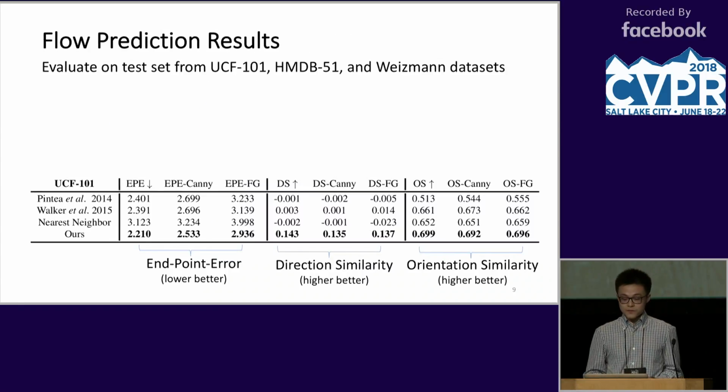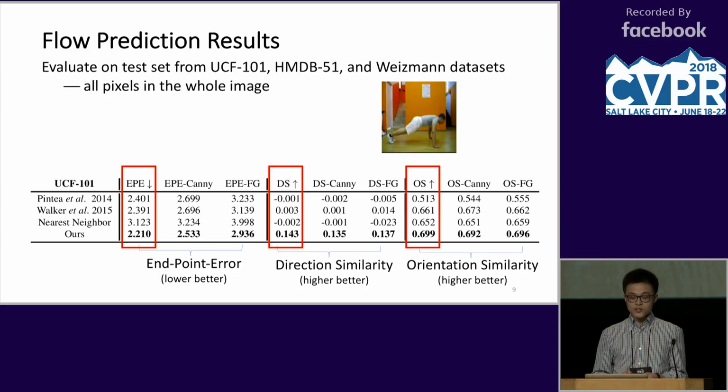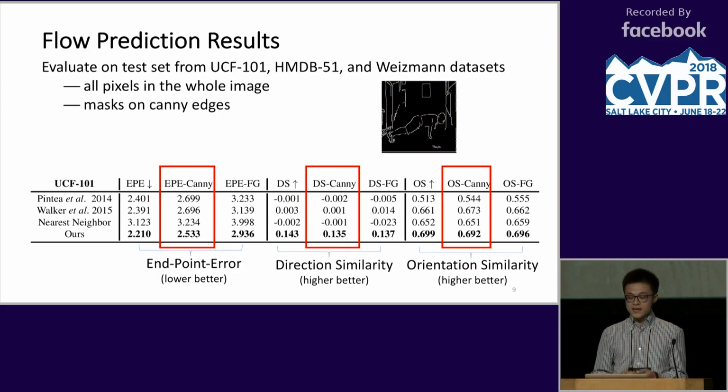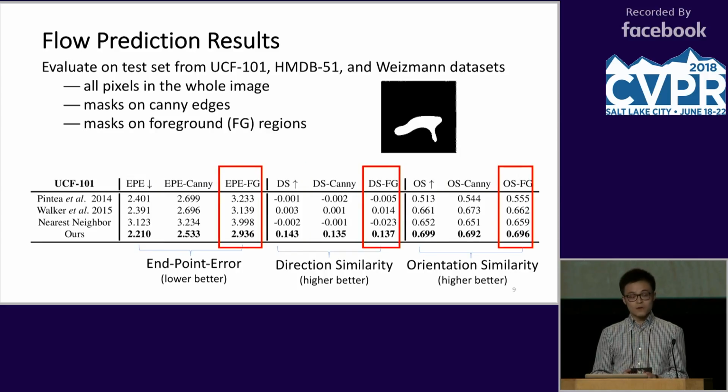Let's now see some results. We first directly evaluate on flow prediction. We evaluate on the test sets from the UCF101 dataset, HMDB51, and the Wiseman datasets, and the table shows results from the UCF101 dataset. We compare the rhythm matrix adopted from prior work, the endpoint error, direction similarity, and orientation similarity. We evaluate over all pixels in the whole image, and also on masks on Canny edges. Canny edges are an approximation to measure the error of moving pixels in simple things. And we also evaluate on masks on foreground regions, which usually correspond to the moving objects.